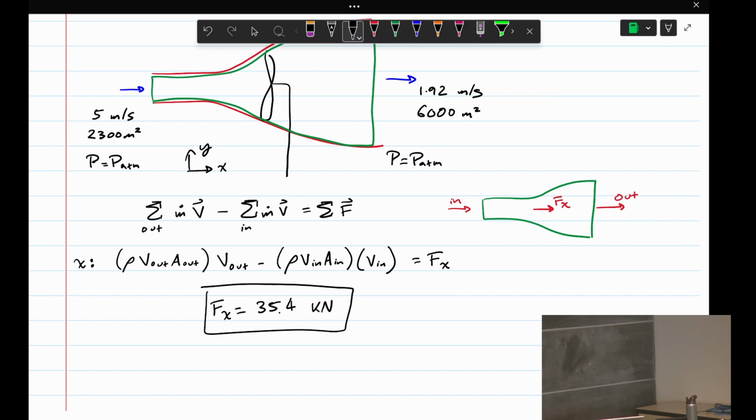It's on the air. Yeah, it's equal and opposite, right? Let me think. Yeah, maybe this Fx should be the other way. So the force that the wind turbine applies on the fluid CV is to the left, right? Because you expect the wind turbine to blow. Yeah, good point. Okay, let's redo that. So Fx should be negative here.